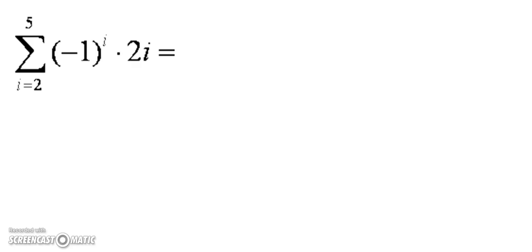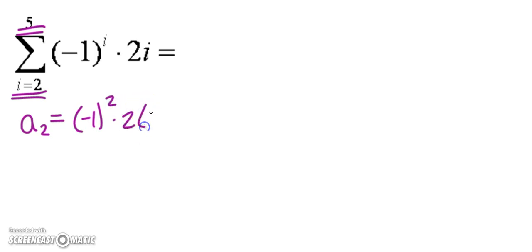Alright, so using this sigma notation, we're going to find the sum of this sequence. This is telling us that we are going to start when i is equal to 2, and we are going to stop when i is equal to 5. So we need to find the value of each of those terms so we know what to add. We're going to start when i is 2. So that means -1 to the second times 2 times 2. That's going to give me 4.